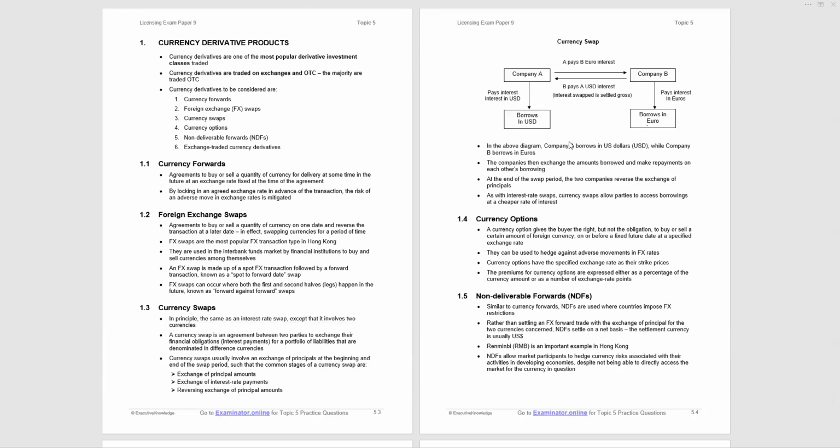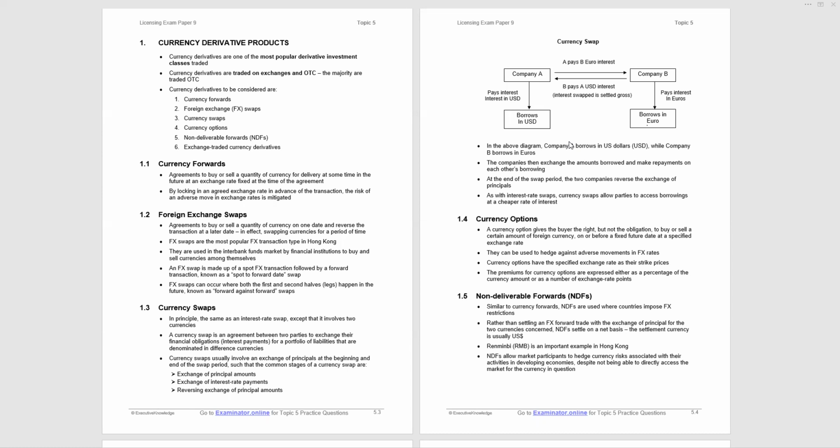And you will see that the majority of currency derivative products are traded over-the-counter, OTC. There are some traded on exchanges, but the majority OTC. Now, the currency derivatives that we'll be considering: currency forwards, high volume, are traded. Foreign exchange swaps, currency options, non-deliverable forwards, and exchange-traded currency derivatives. We'll be looking at the descriptions, the definitions, and then we'll move on and look at the pricing.